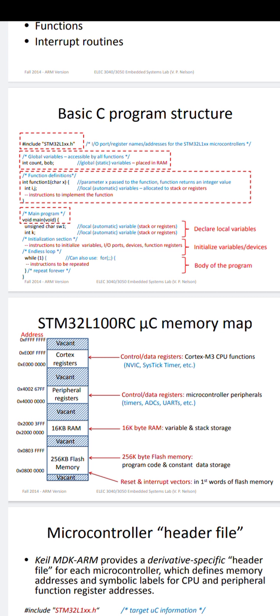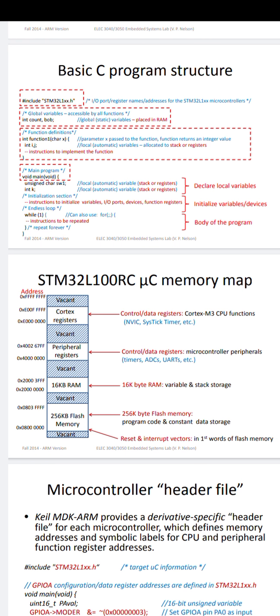Then the endless loop, where any loops are declared here. For example while(1), the instruction is repeated in a forever loop. You can also use for loops or if conditions. Then next is the repeat forever loop. This is the program structure for C programs.